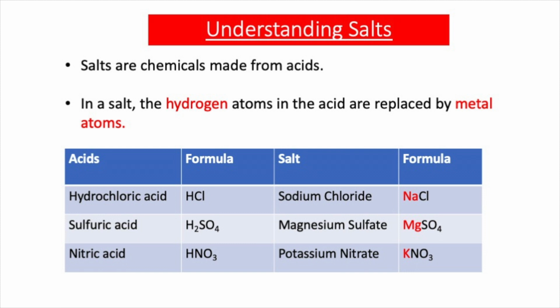The name of the salt depends on the acid. If it's a chloride, it's made from hydrochloric acid. If it's a sulfate, it's made from sulfuric acid. And if it's a nitrate, it's made from nitric acid.